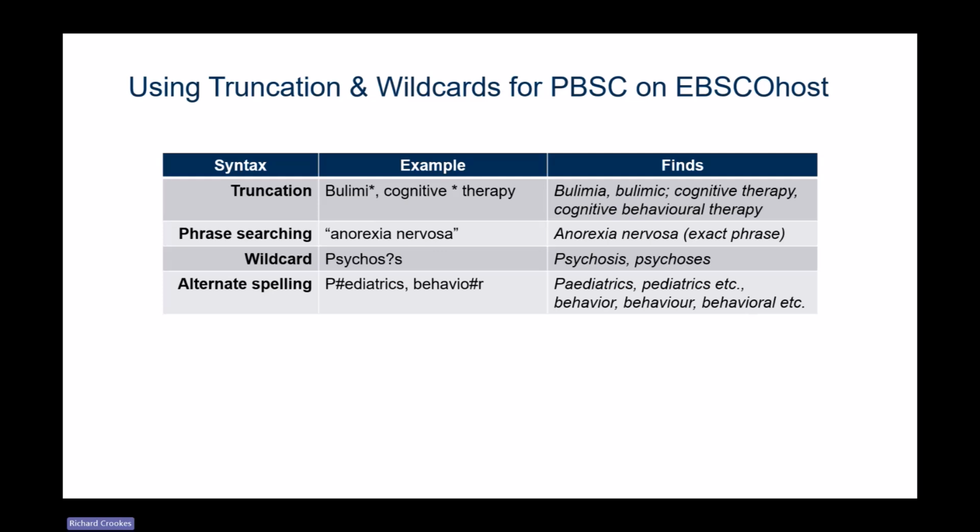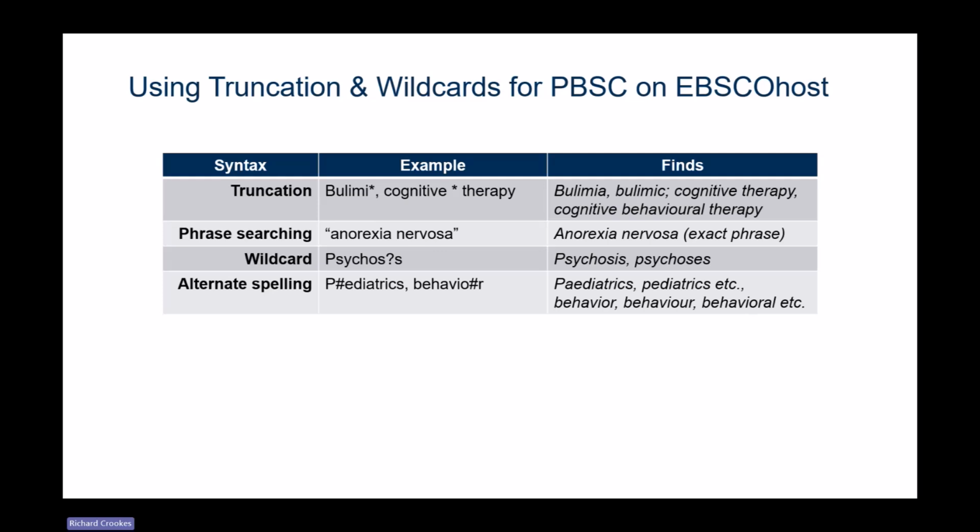Some different examples here in terms of truncation. So if you're looking for bulimia or likewise anorexia, you can abbreviate or shorten the word, and then add the asterisk to find bulimia, bulimic, or anorexia, anorexic, etc. You can also use the asterisk, the truncation symbol, between terms. So if you look at cognitive therapy, you might also want to expand it to cognitive behavior therapy or cognitive behavioral therapy. So if you enter the asterisk after cognitive and before therapy, you'll find all three variations in your search. So results will be retrieved, bringing back where those three sets of terms are mentioned.